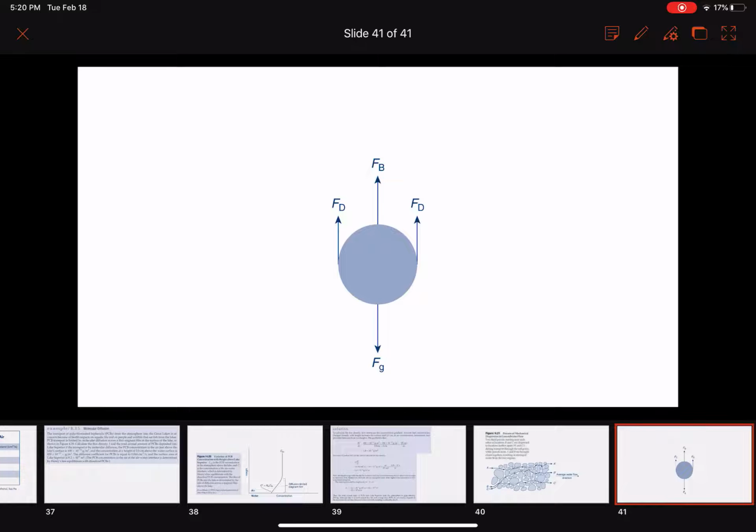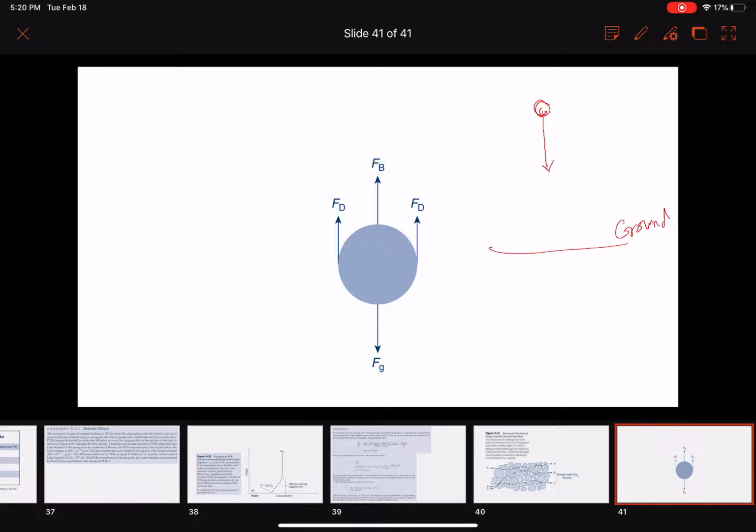Okay? This is the last slide in this chapter. And Stokes law, that's what we're going to be talking about in the next chapter, 5. But let's assume that there is an air particle, and this air particle is settling in air toward the ground. Okay, this is the ground, and this is the particle.